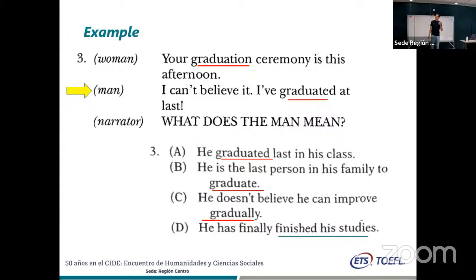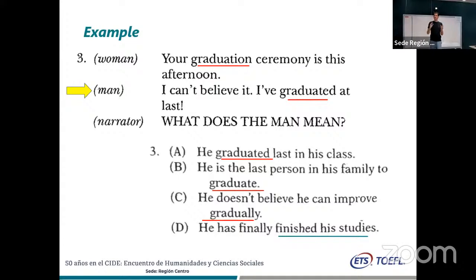And then sounds. They are using in the woman's phrase "graduation," and the man also says "graduated." And in the incorrect options they use the words "graduated" and "graduate." Similar sounds, but this is not the answer. The answer is a synonym of "I've graduated at last." It's an idiomatic expression, "finally," right? And the right answer is "he has finally finished his studies." So they are changing the word "graduate" and they use another word.